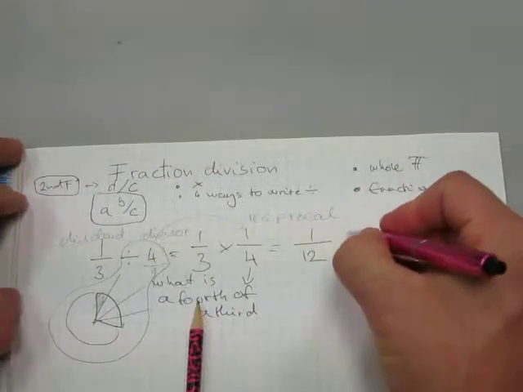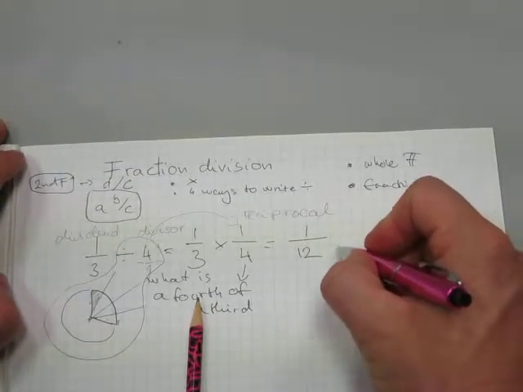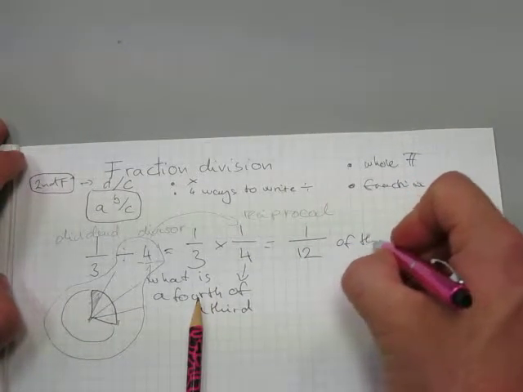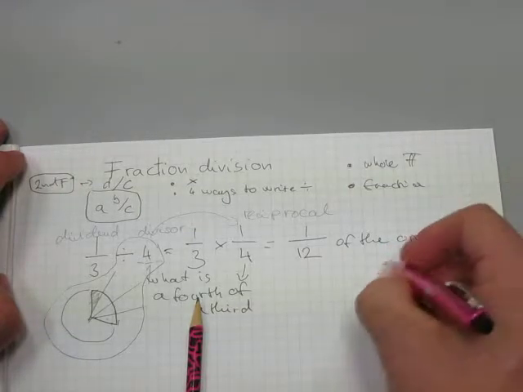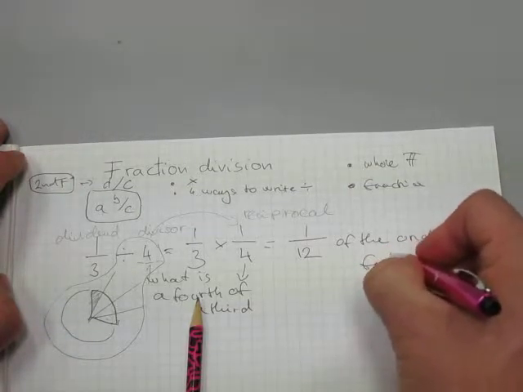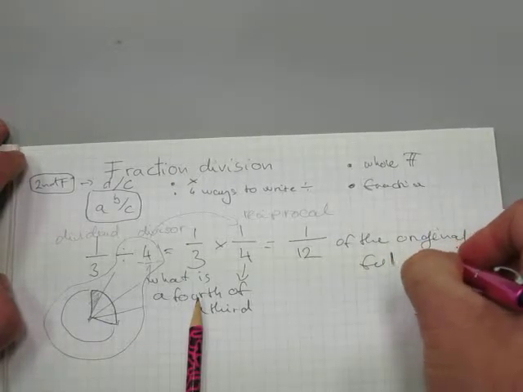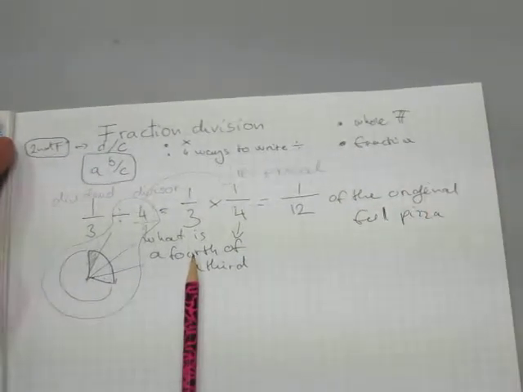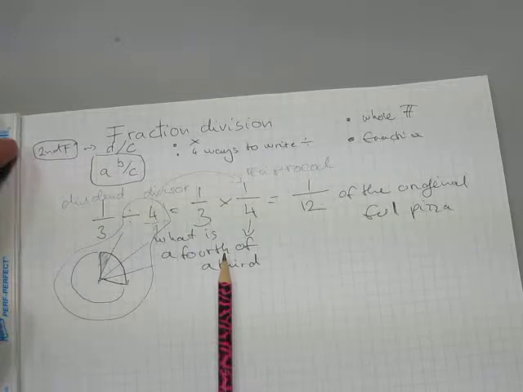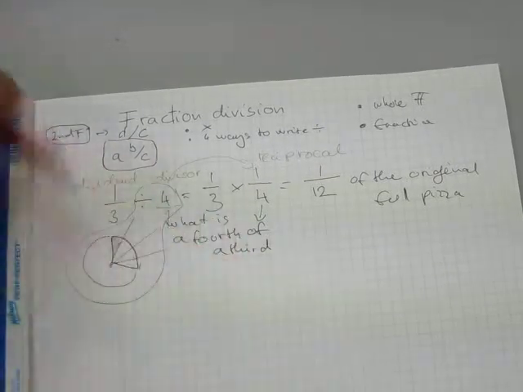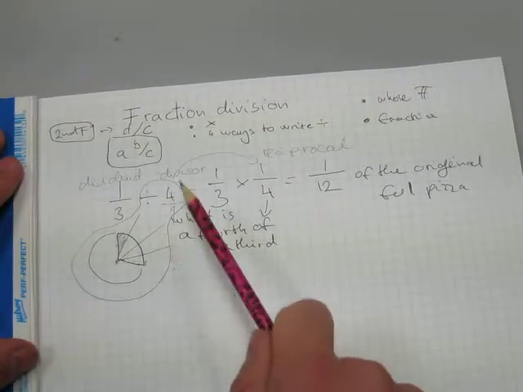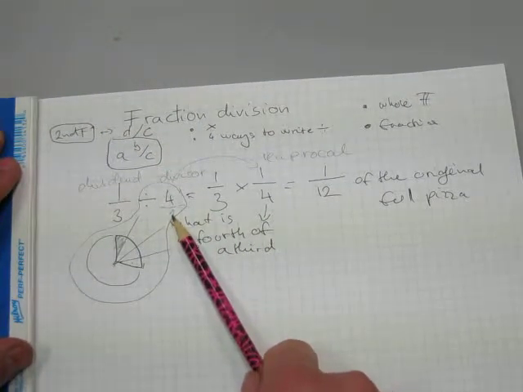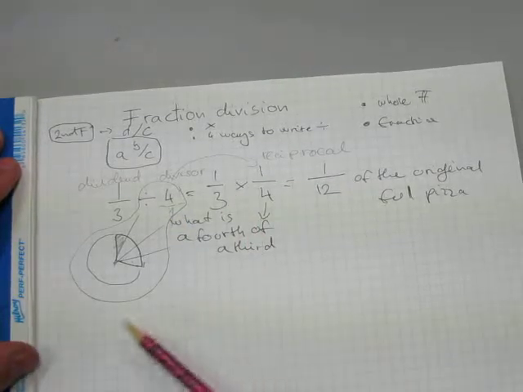The result, the quotient, is 1/12 of the original full pizza, or the original whole amount. Okay, that's how fraction division is done. Basically, you take the reciprocal of the divisor and you multiply.